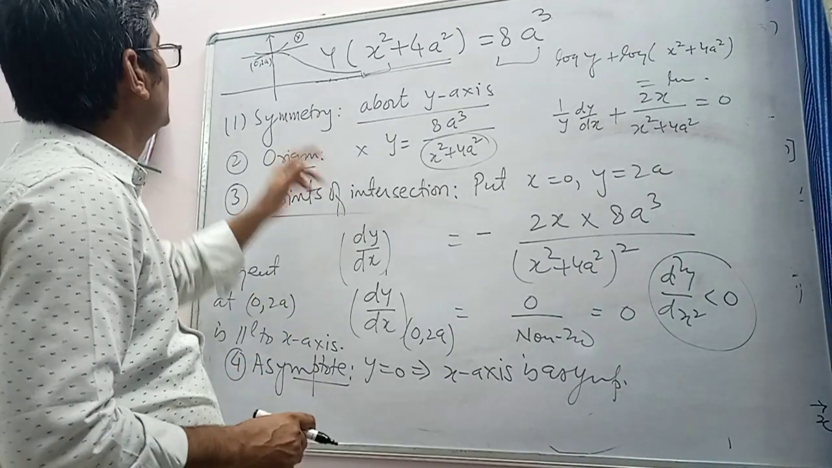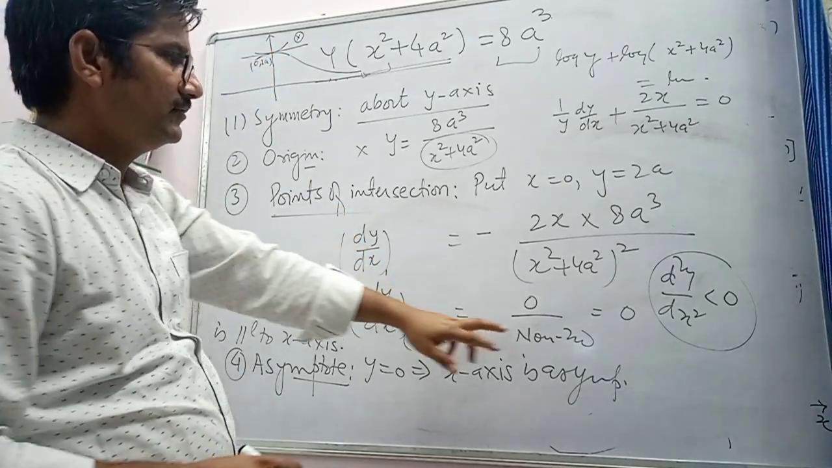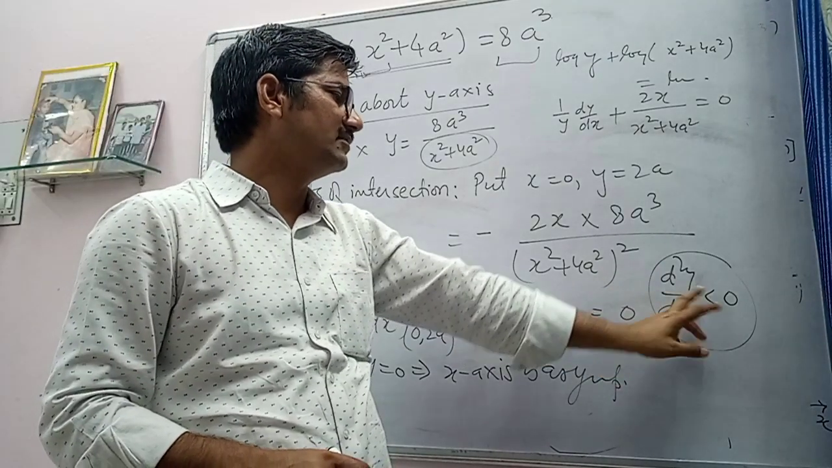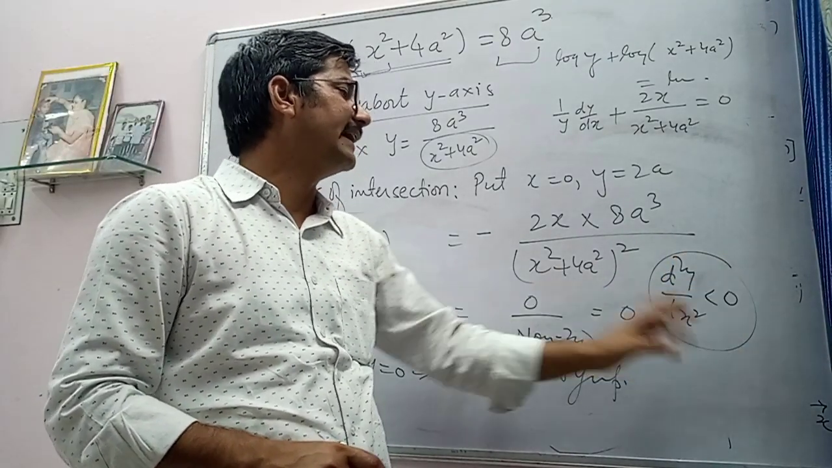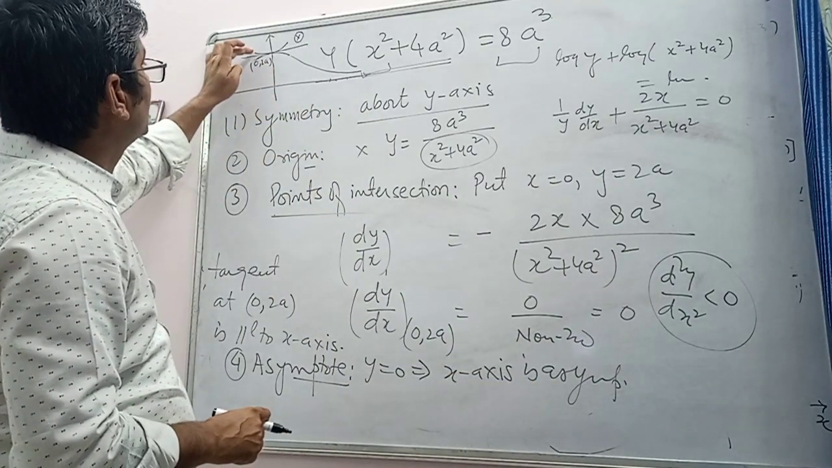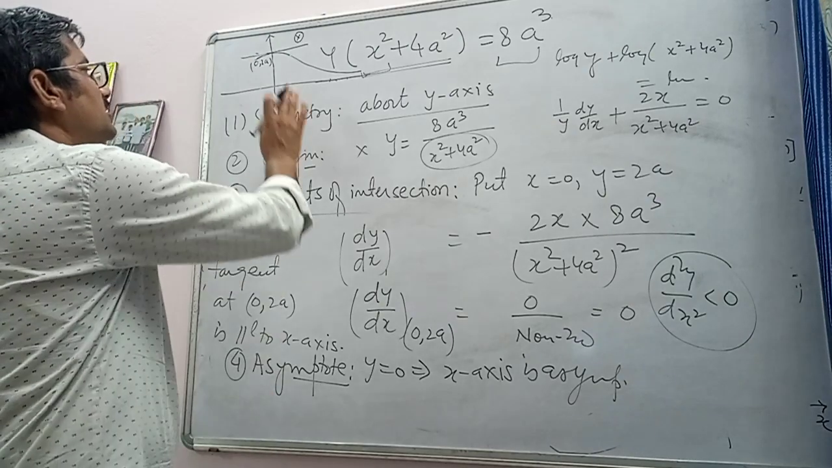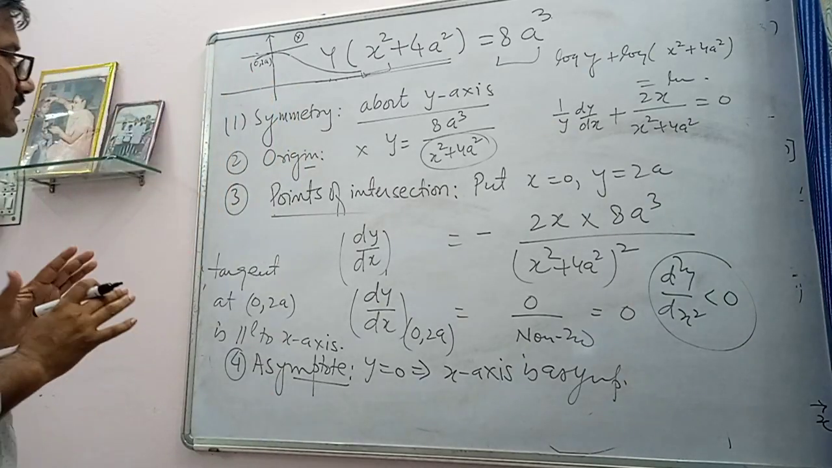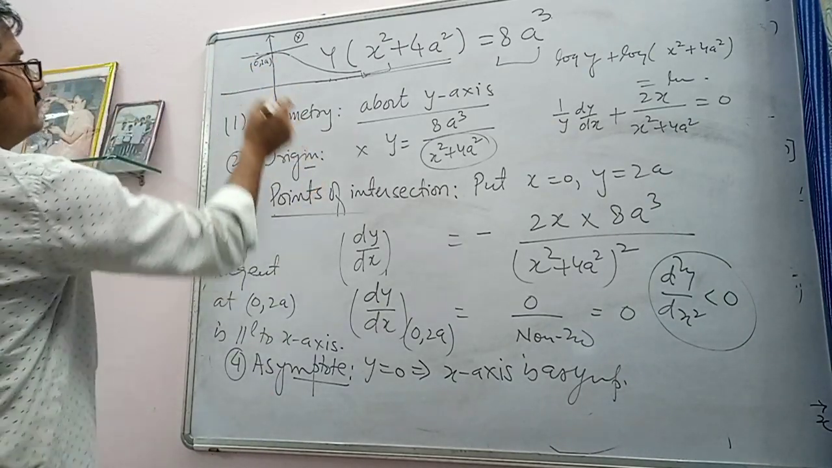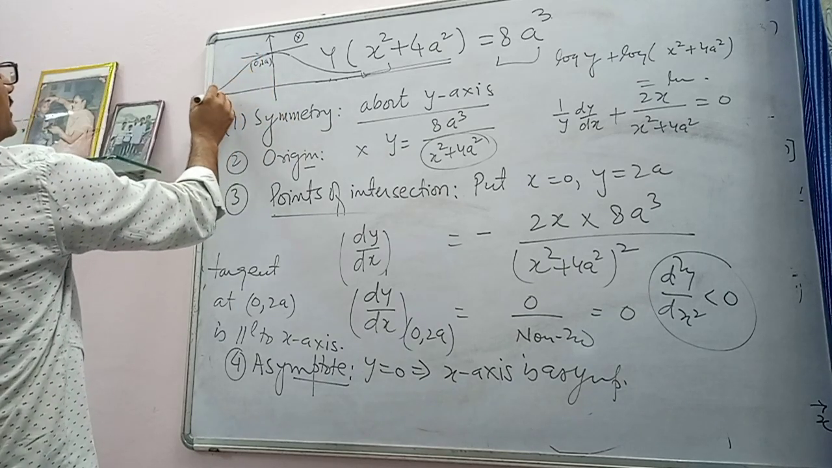So at this point 0 to a, you can check d2y by dx2. We will get the negative at this point. It means the curve has a maxima at this point. So your confusion is clear. Now on the basis of the symmetry, we can draw the curve in this side also.